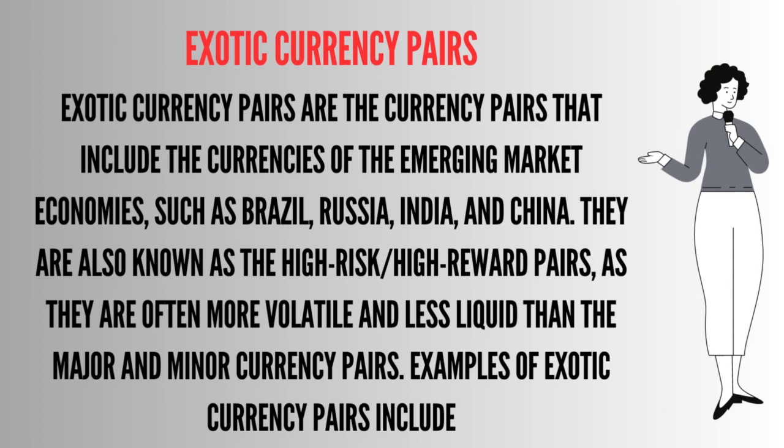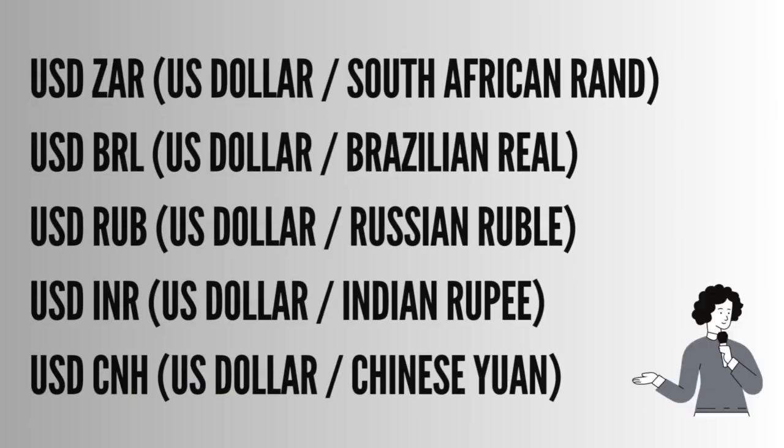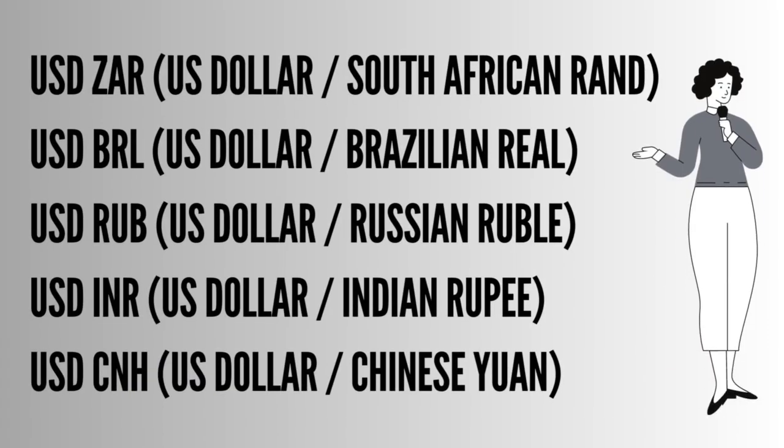Examples of exotic currency pairs include USD/ZAR, US dollar South African rand; USD/BRL, US dollar Brazilian real; USD/RUB, US dollar Russian ruble; USD/INR, US dollar Indian rupee; USD/CNH, US dollar Chinese yuan.